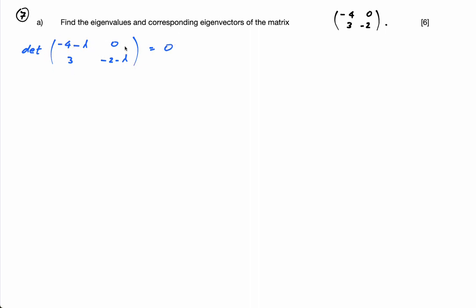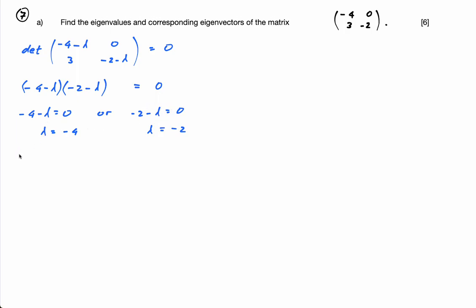Determinant of this is this times this minus this times this. So it's -4 minus lambda times -2 minus lambda, minus 0 times 3, which is just 0, so forget about it. This equals 0. Now I have a nice factorized quadratic, so this equals 0, or this equals 0. So I have lambda equals -4 and lambda equals -2. These are my two eigenvalues.